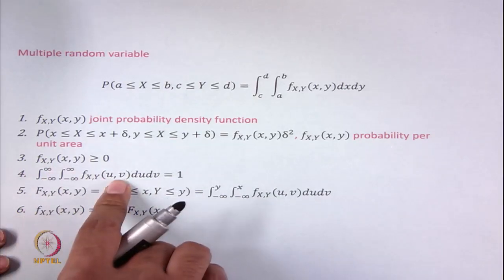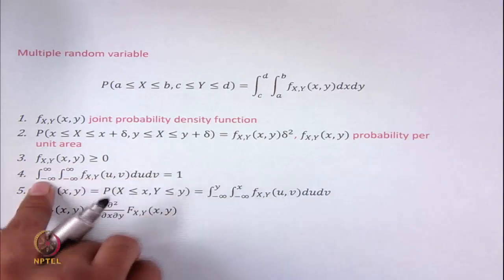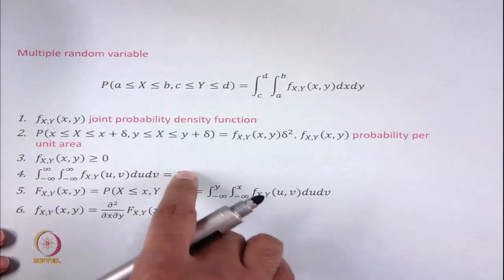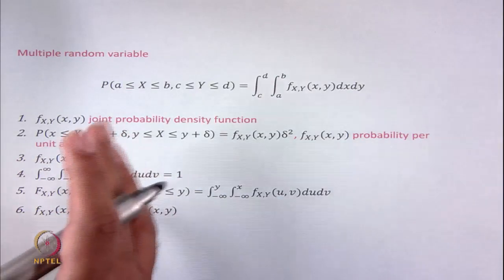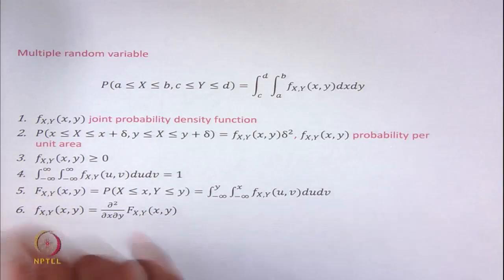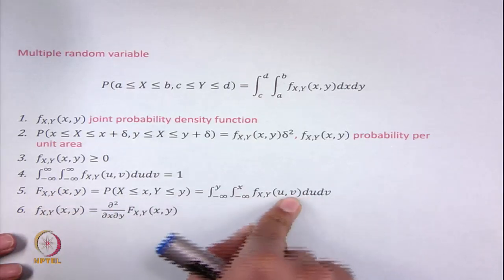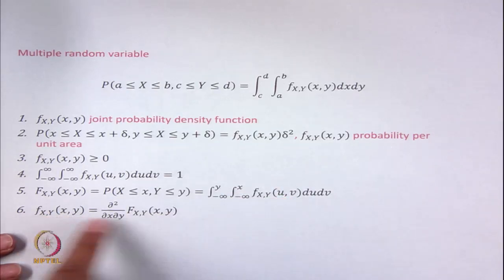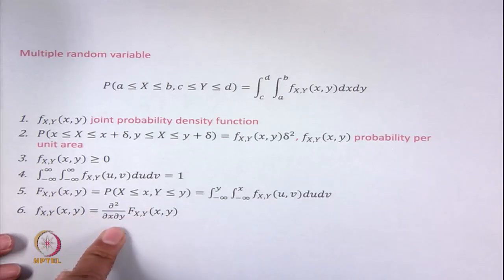If you integrate this quantity from minus infinity to plus infinity for u and from minus infinity to plus infinity for v, then this will be 1, because then we are saying what is the probability that x lies from minus infinity to plus infinity and y lies from minus infinity to plus infinity, and that probability will be 1. Then we have said that you can think about the CDF in terms of PDF by doing the double integration of this quantity, and you can get PDF from CDF by doing the partial differentiation of CDF.